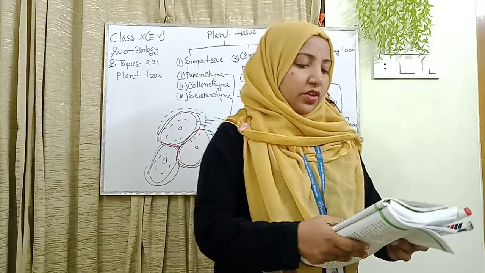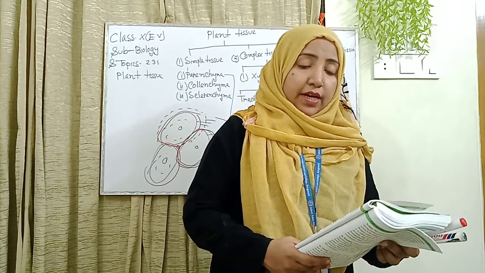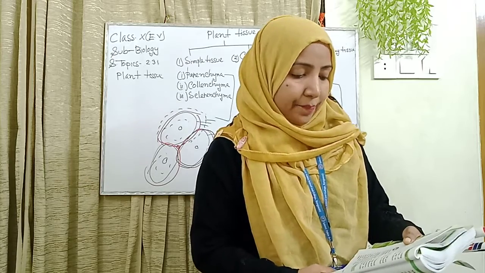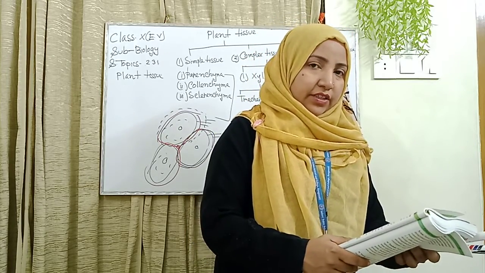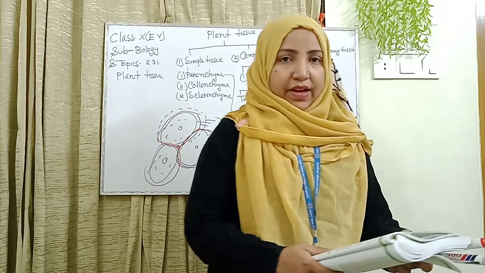The main functions of sclerenchyma tissue are to provide mechanical support and rigidity and to conduct water and minerals. There are two types of sclerenchyma. First is fibers and second is sclerites. First, I will explain the fibers.